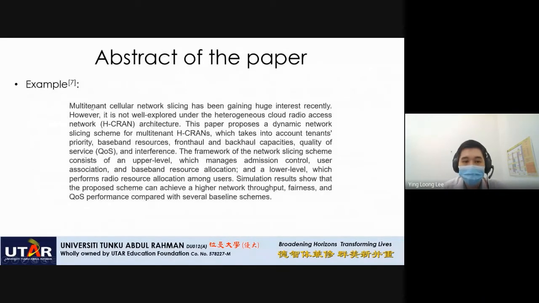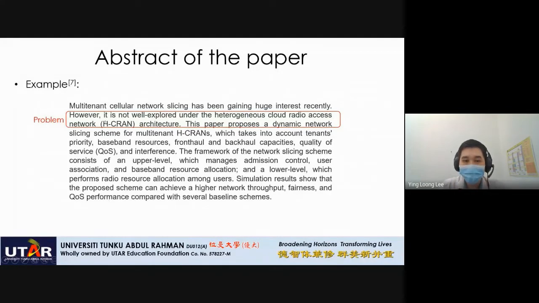Okay, this is an abstract I got from one journal, IEEE Transactions on Wireless Communications. So you can see that the first sentence is actually trying to briefly introduce a certain area, multi-tenant cellular network slicing. So this is the thing that they briefly introduce, okay? And then they mention the problem. They say the problem is that this area is not well explored under this network architecture, the heterogeneous cloud radio access network.